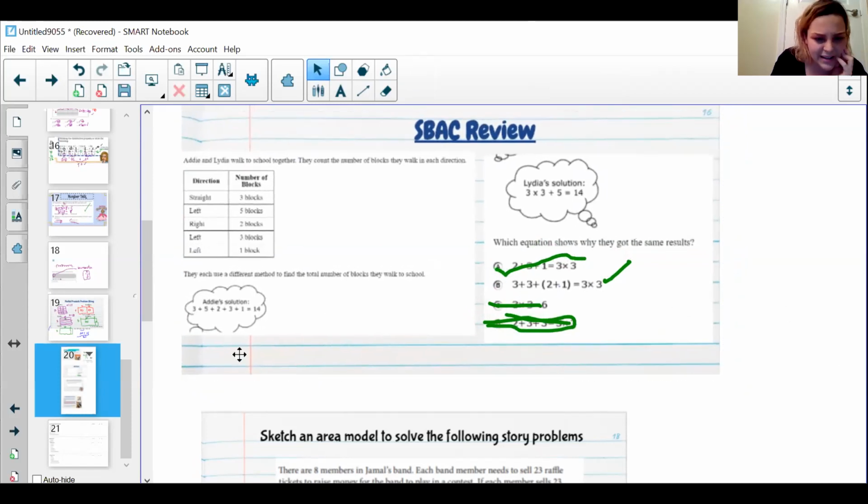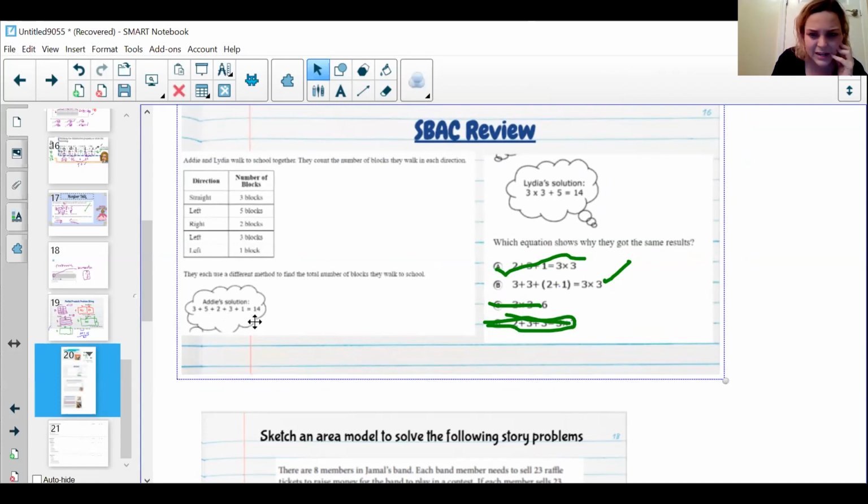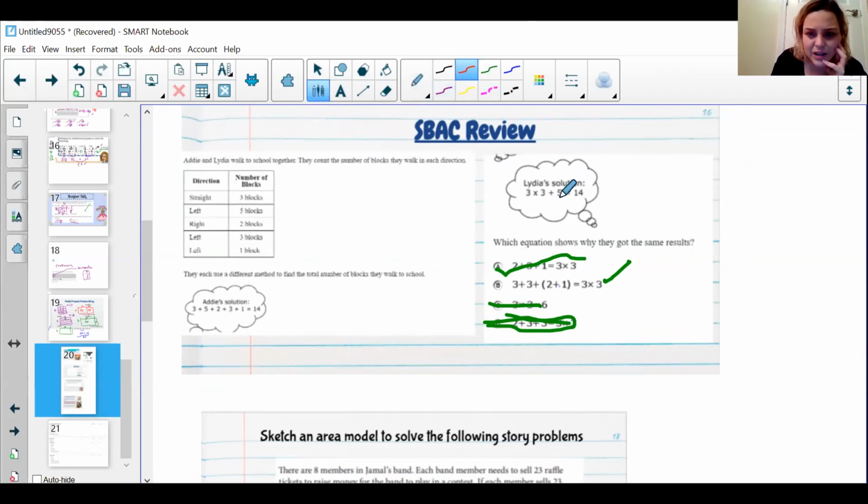But so for Addy's solution, she said 3 plus 5 plus 2 plus 3 plus 1 equals 14. And here it seems she said 3 times 3 plus 5. So she kept the 5. Let me use another color. She kept the 5. So I'm gonna check this off.